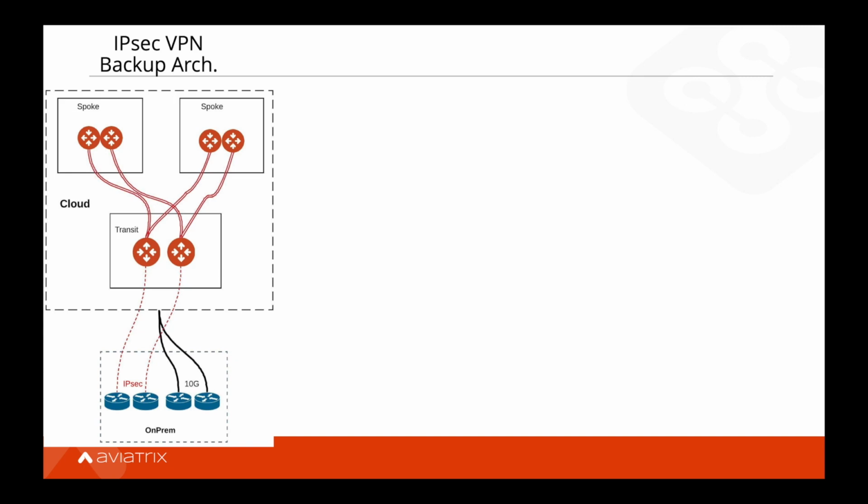The first one is where an enterprise wants a backup path for their private circuits, such as Direct Connect, ExpressRoute, Cloud Interconnect, or FastConnect, using IPsec over the internet. Organizations will continue to use their primary private circuits for hybrid connectivity. And when that primary circuit fails, Aviatrix traffic engineering will automatically switch over to the backup IPsec links.